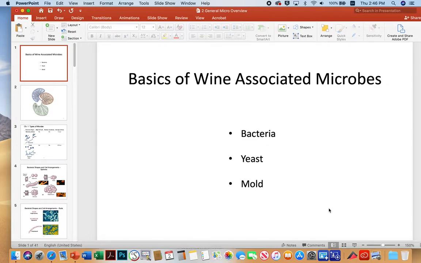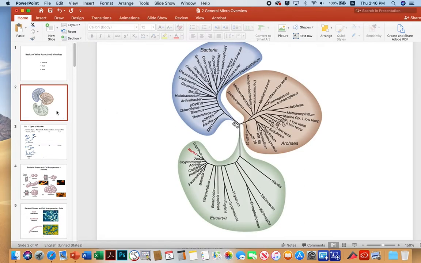Basics of wine-associated microbes, and I put them into three main categories: bacteria, yeast, and mold. This phylogenetic tree gives you an overview of where each of these microbial types fits into the tree of life. Obviously, the bacteria, like lactobacillus and acetic acid bacteria, fit into this particular domain called the bacteria. And then in the eukarya would be the yeasts and molds.